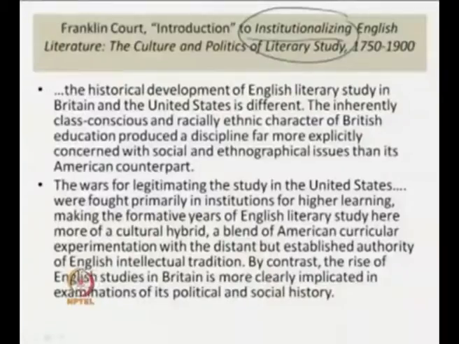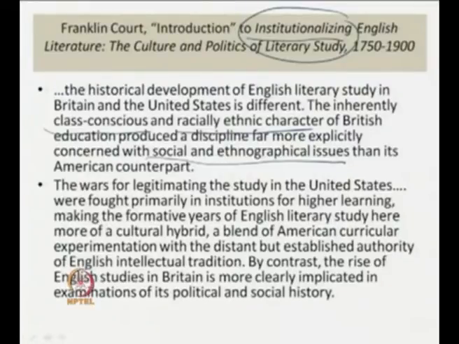The historical development of English literary study in Britain and the United States is different. The inherently class conscious, look at this, the inherently class conscious and racially ethnic character of British education produced a discipline far more explicitly concerned with social and ethnographical issues than its American counterpart. Look at this very carefully. Okay?